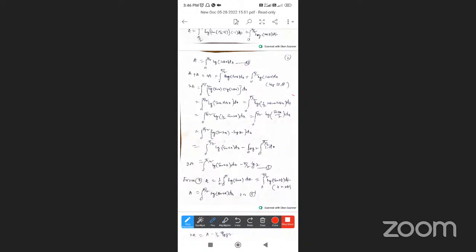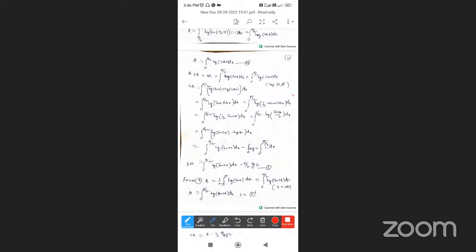Before, the integral 0 to pi by 2 of log of sin 2x dx is equal to, on the left hand side, 2A. So from the third equation, A is equal to 1 by 2, integral 0 to pi of log of sin x dx. It can also be written as 1 by 2, the integral multiplied. So the 2 will be removed, then x is equal to 2t.